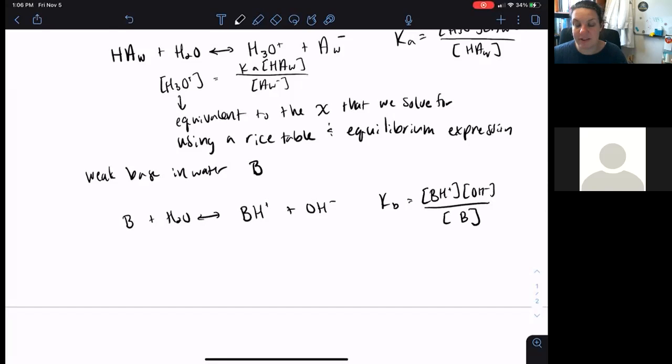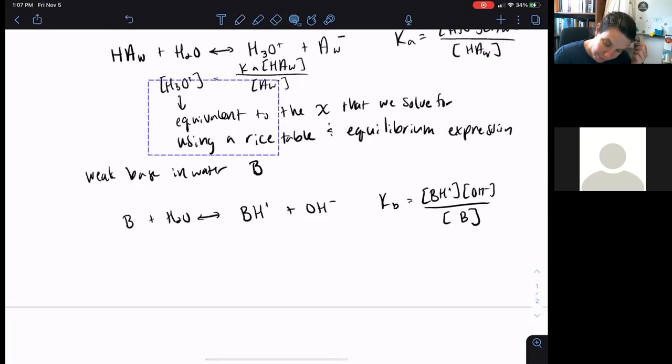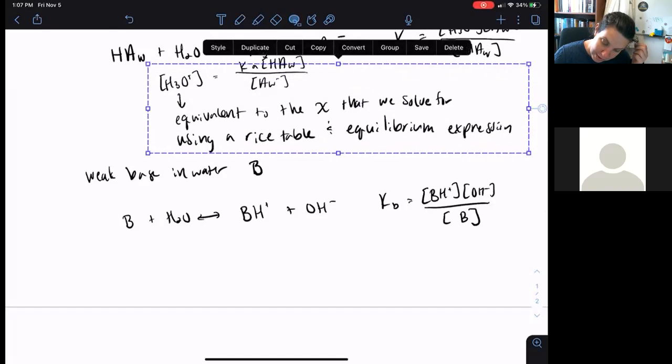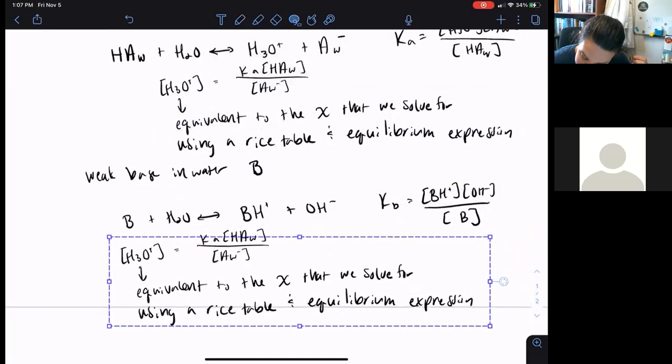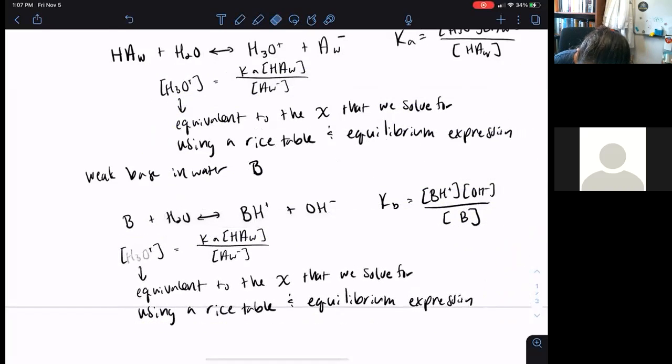And we could say the same thing that we did over here. So here our hydroxide concentration will be equivalent to our Kb times our B divided by OH minus, not OH minus, let's try that again.